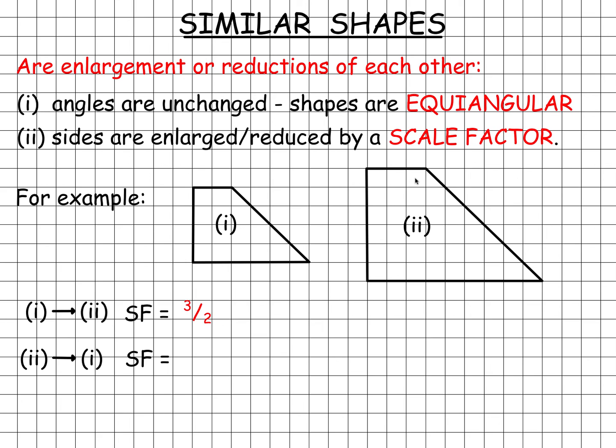If we were moving from 2 back to 1, that is, we're going to reduce 2 back to 1, 3 boxes became 2 boxes. So this is the original shape 2. The image is 1. We put the image size 1 over the original size 2. That means 2 boxes over 3 boxes. Scale factor is 2/3. That's caused the reduction. That's a proper fraction. The number in the top is smaller than the number in the bottom.